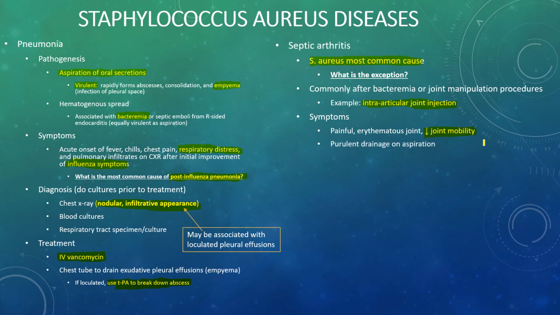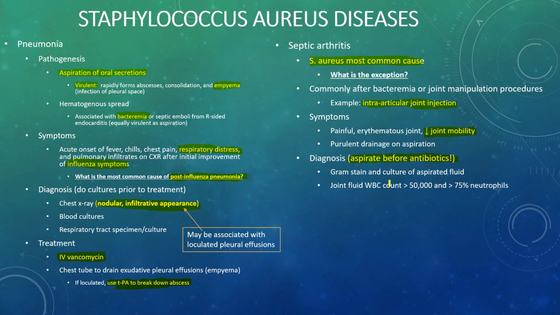When you aspirate it, which is the next step you need to do for diagnosis, you get a very purulent drainage full of pus. So diagnosis, like we mentioned, always aspirate and get culture before antibiotics, because the antibiotics given first will actually mess up the culture and kill the bacteria, and you won't get as good of a culture to determine what the cause of the infection was. So gram stain and culture of the aspirated fluid to determine the source.